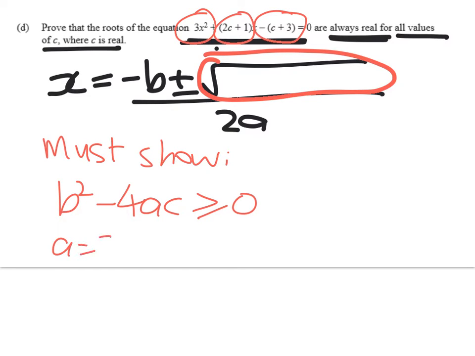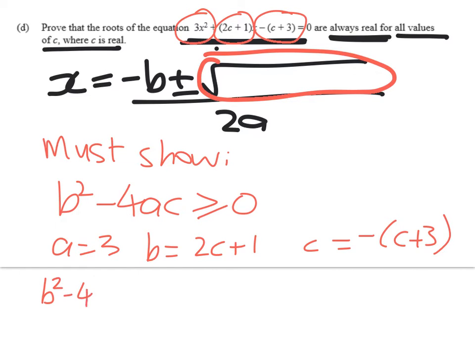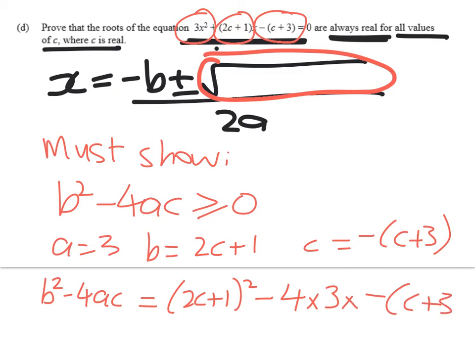So we're going to go ahead and do my a, b and c as usual. So a is 3, b is equal to 2c plus 1, and c, slightly confusingly, c is equal to negative c plus 3. So those c's obviously mean different things. So now we're going to find out b squared minus 4ac is equal to 2c plus 1 squared minus 4 times 3 times negative c plus 3. Right, I'll pop in a new slide and we'll expand that out and simplify.